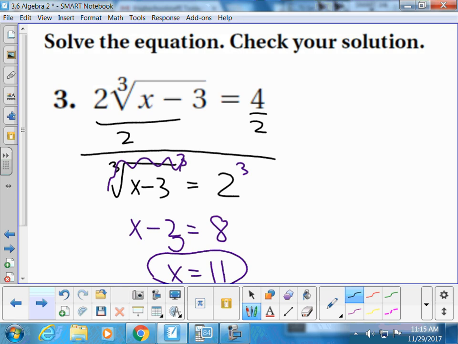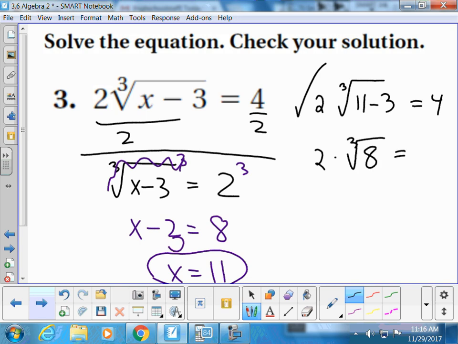Go ahead and check our answer. 2 times the cube root of 11 minus 3. Let's see if it equals 4. So it's 2 times the cube root of 8, and the cube root of 8 is 2, and 2 times 2 does equal 4. So looks like our answer's working great. You're probably thinking we're never going to get an extraneous solution. It ends up happening later on today.